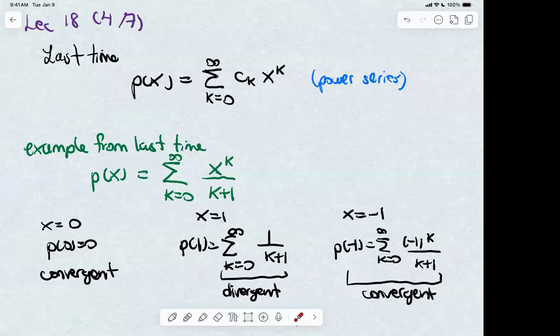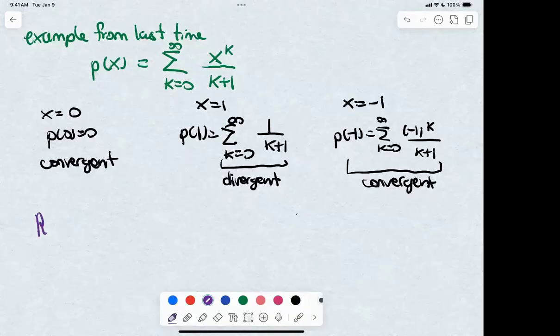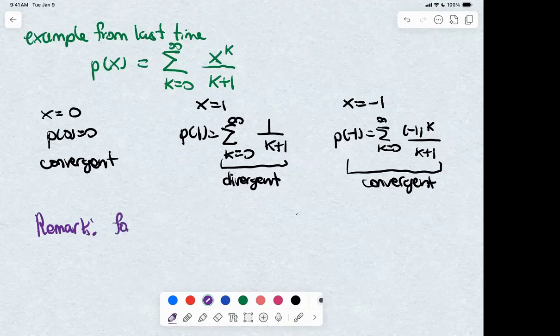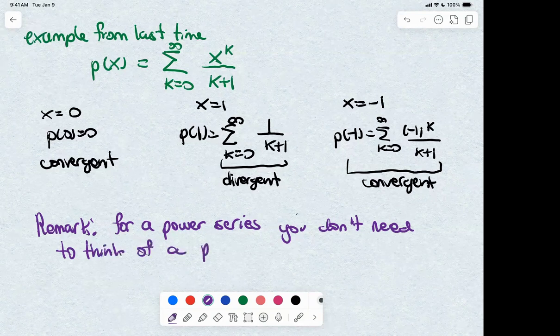Maybe I'll make it a remark. We'll talk about Taylor series next time, but in that case you think of the c_k as being the k-th derivative of the function divided by k factorial. Here, for a power series, you don't need to have a specific function f of x in mind. You don't need to think of a particular function.